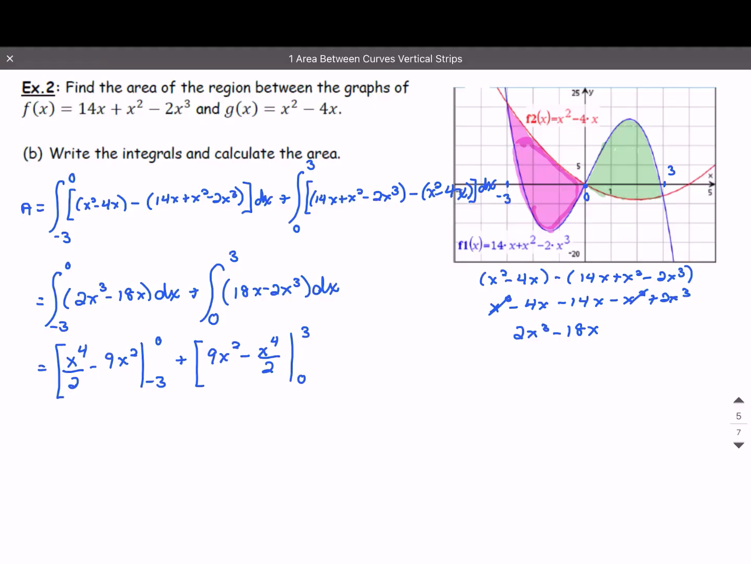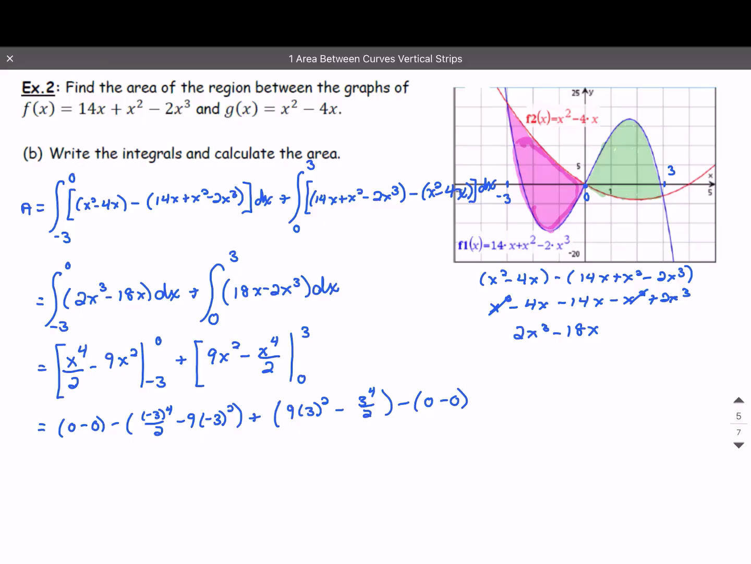Now we're going to substitute. When we substitute in the top limit 0, we're just going to get 0. Minus, now we're going to substitute in the -3. So we're going to have -3 to the 4th over 2 minus 9 times -3 squared, plus, now in the second set, we're going to plug in the 3, so 9 times 3 squared minus 3 to the 4th over 2, minus, we plug in 0, we're going to get 0.